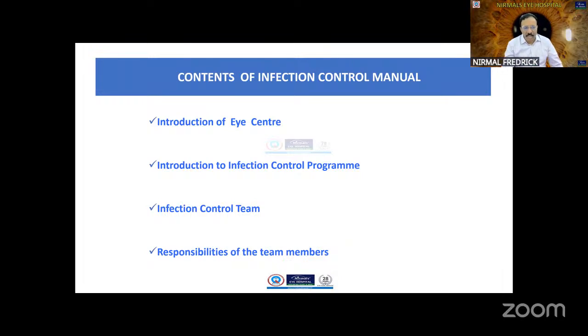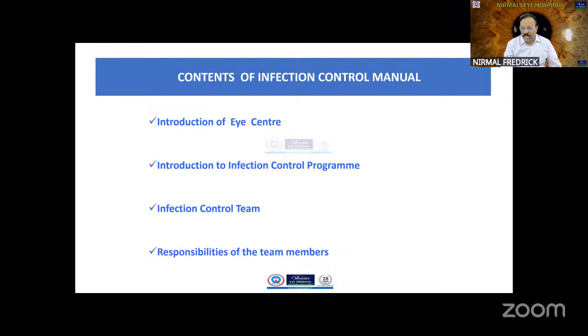So you need to introduce your eye center and also the infection control program in your facility. So if it is a small single operation theater and small facility, so all it needs is few pages, say 8 to 10 pages. Whereas in a large multi-speciality eye hospital would require a lot of SOPs and documentation. You need to have an infection control team, ideally a doctor, a nurse, and the OT staff, and of course somebody trained in infection control, like a staff nurse or an administrator who has undergone a training in infection control.